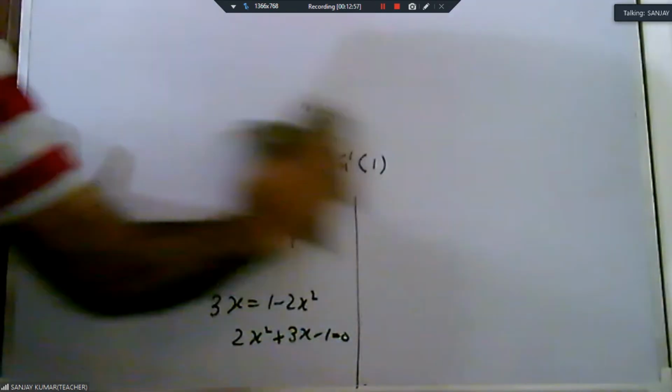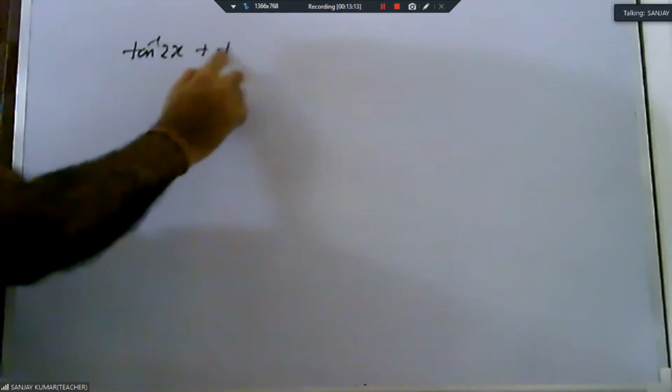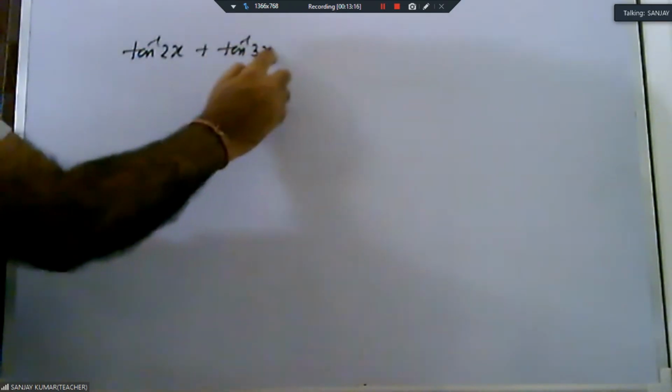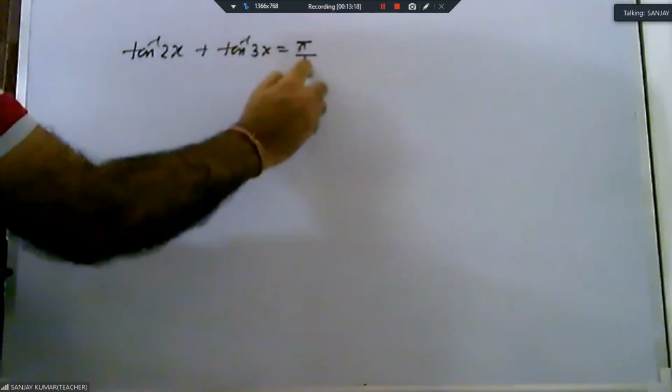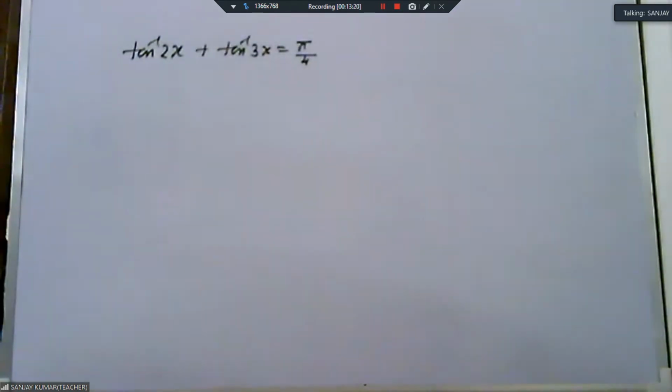He says how we decide which answer is correct. Okay, the one of them answer is correct. You are saying 1 by 6 or minus 1 by 1. Okay, how we find which answer is correct? Because question is tan inverse 2x plus tan inverse 3x. The second part is tan inverse 2x plus tan inverse 3x is equal to 5 by 4. He says solve the values of x, find the values of x.